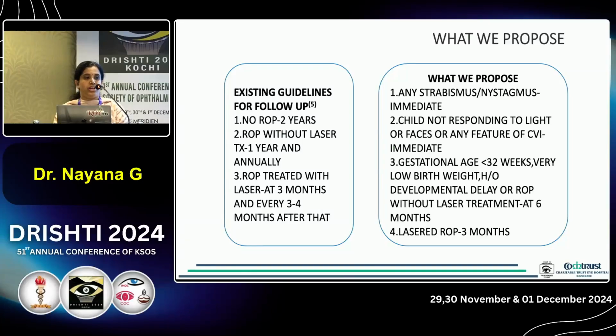So, what is already known? According to Vijayalakshmi et al., the existing guideline says if there is no ROP, the first examination should be done at 2 years. If the ROP is not treated with laser, at 1 year the first examination and annually thereafter. If the ROP case was treated with laser, first examination at 3 months and every 3 to 4 months thereafter.